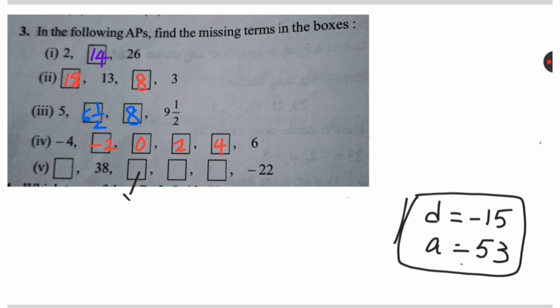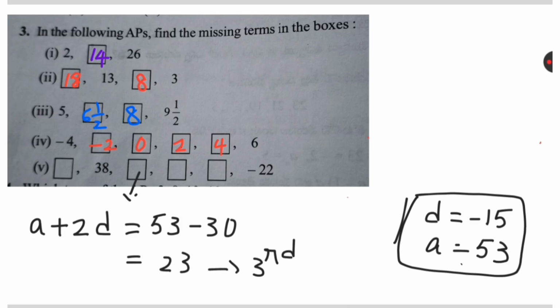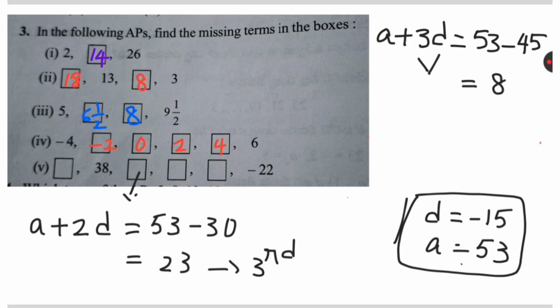The third term, that means it is in the form of a plus 2d, isn't it? So a value is 53 plus 2 times d value, which is minus 15. Minus 15 times 2 which gives minus 30. 53 minus 30 which gives 23. This is the third term. Let's find out the fourth term, a plus 3d. So the a value is 53. 3 times minus 15 which is minus 45. 53 minus 45 which gives only 8. This is the fourth term.